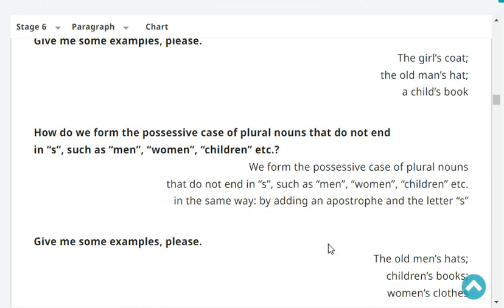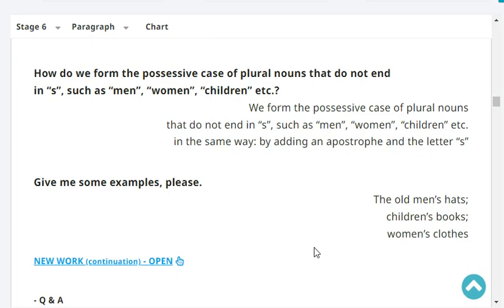How do we form the possessive case of plural nouns that do not end in S, such as men, women, children, etc.? We form the possessive case of plural nouns that do not end in S, such as men, women, children, etc., in the same way, by adding an apostrophe and the letter S.